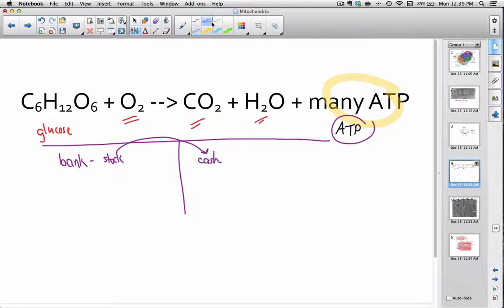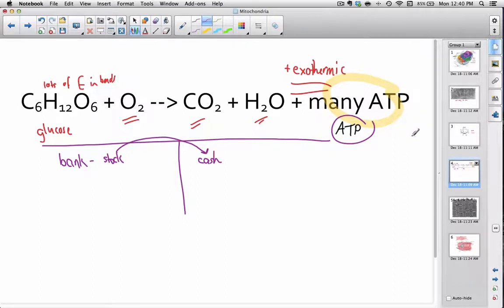One other thing that's important to mention about this reaction is that this reaction is an exothermic reaction. It's releasing energy, because the glucose has a lot of energy in its chemical bonds. So as the glucose gets broken down with oxygen and making these things, lots of energy is released, thus exothermic.